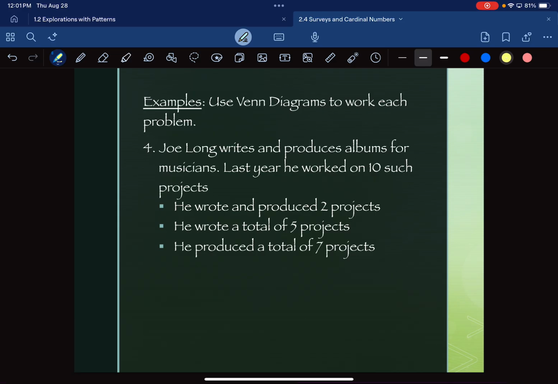So it says, Joe Long writes and produces albums for musicians. Last year, he worked on 10 such projects. He wrote and produced 2 projects. He wrote a total of 5 projects, and he produced a total of 7 projects. So the first decision that you have to make is how many circles are you going to need to represent this scenario? 2. How do you know?